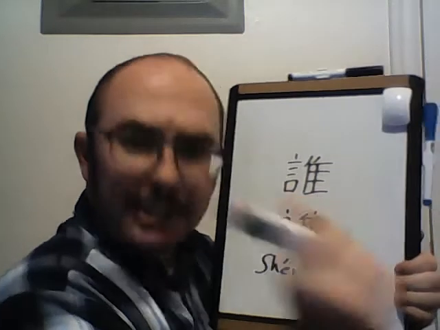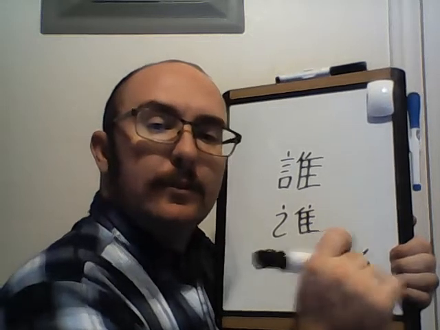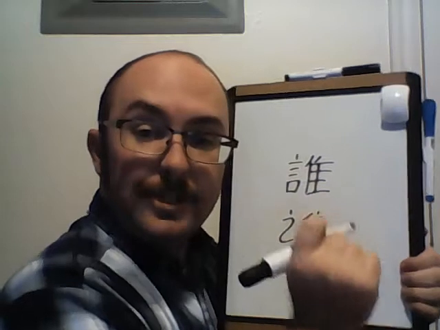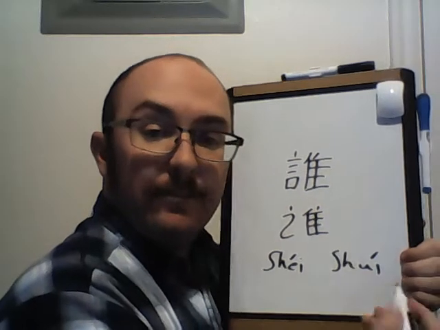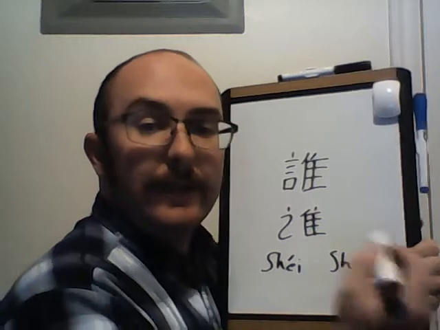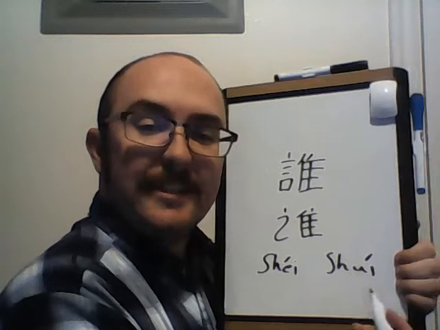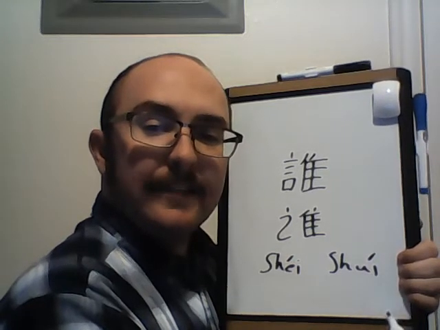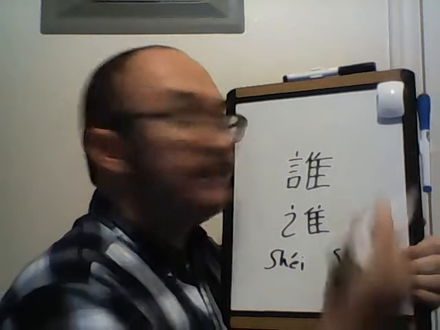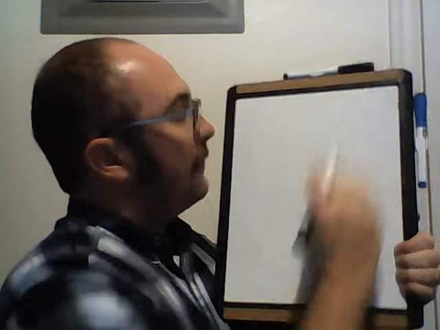So, 你是谁? Who are you? Or 他是谁? Who is she? Or again, you might hear that as 他是谁? It's still who is she, it's just a different accent on that. So 谁.